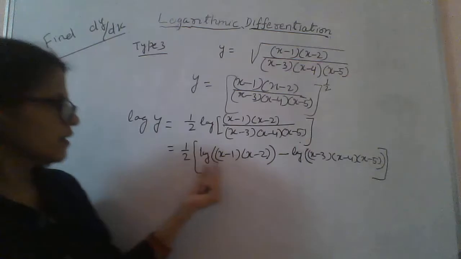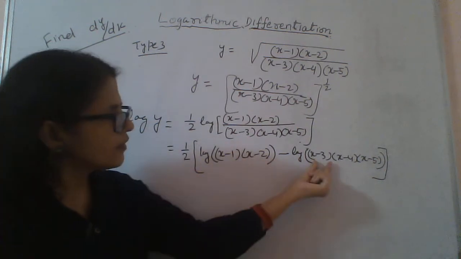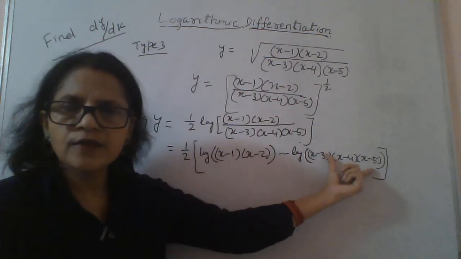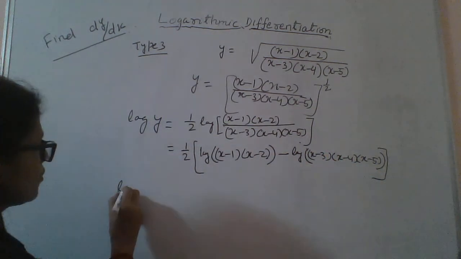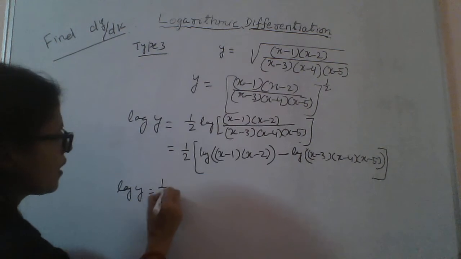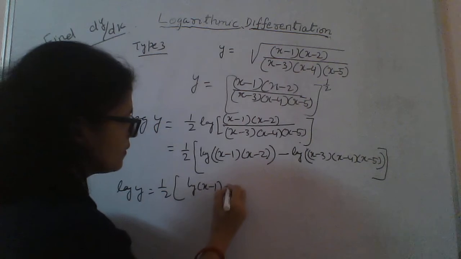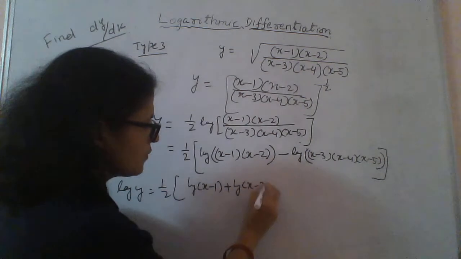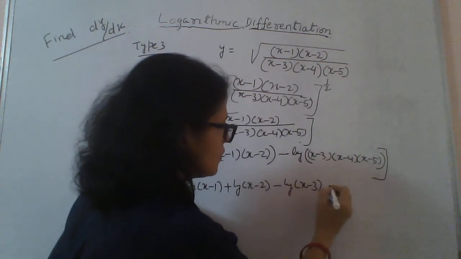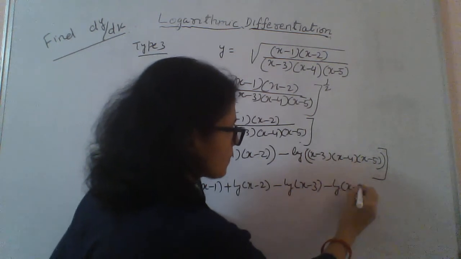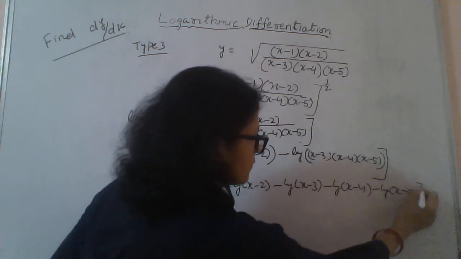So here you see log m into n is log m plus log n. Here log mnp is log m plus log n plus log p. It means your log y is half of log (x minus 1) plus log (x minus 2) minus log (x minus 3) minus log (x minus 4) minus log (x minus 5).